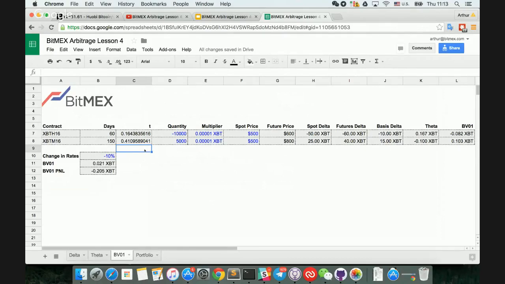So now we have two futures contracts, a little bit longer dated, a March and a June futures contract. We've computed our T values here, and we put in a quantity. And now we've calculated our spot futures delta and our basis delta. We've come up with our relative theta values here. And now we have our BV01. What have we done? We've just taken 1% times the spot delta times the time value component of the futures contract.